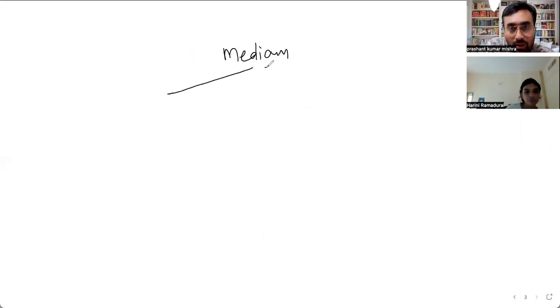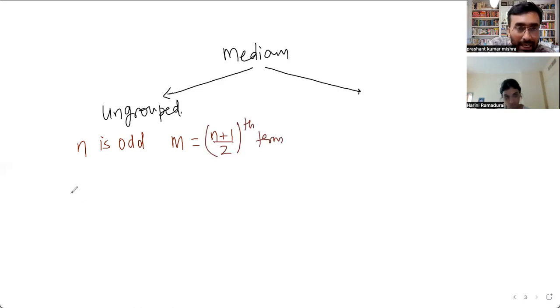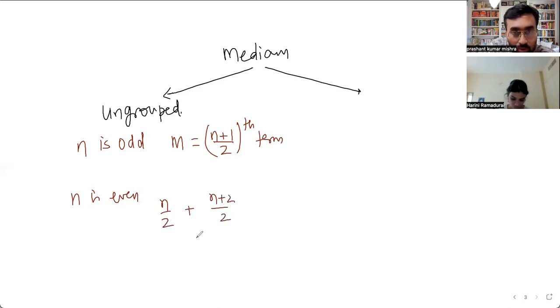Now, in the case of the median also, we have two methods: one for ungrouped and one for grouped. In the case of ungrouped, let's say n is odd. So the median is going to be the (n plus 1) over 2 th term. And if n is even, the median is going to be the average of the n over 2 th term and the (n plus 2) over 2 th term.